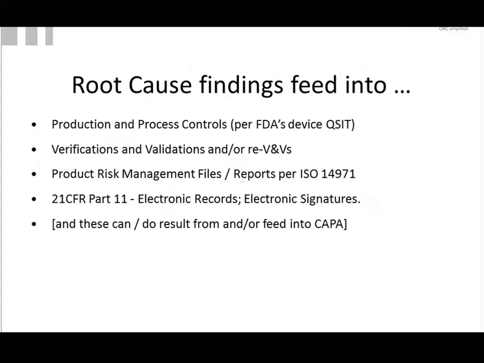And again, your findings in your CAPA and root cause should feed into your production process control. In fact, QSIT, Quality System Inspection Technique for Devices, spells that out with one of their flow charts. You can get feedback into or out of verification and validation data. It may drive this, or it may resolve it. Same with your risk management files and reports. And we already talked a little bit about Part 11 issues.